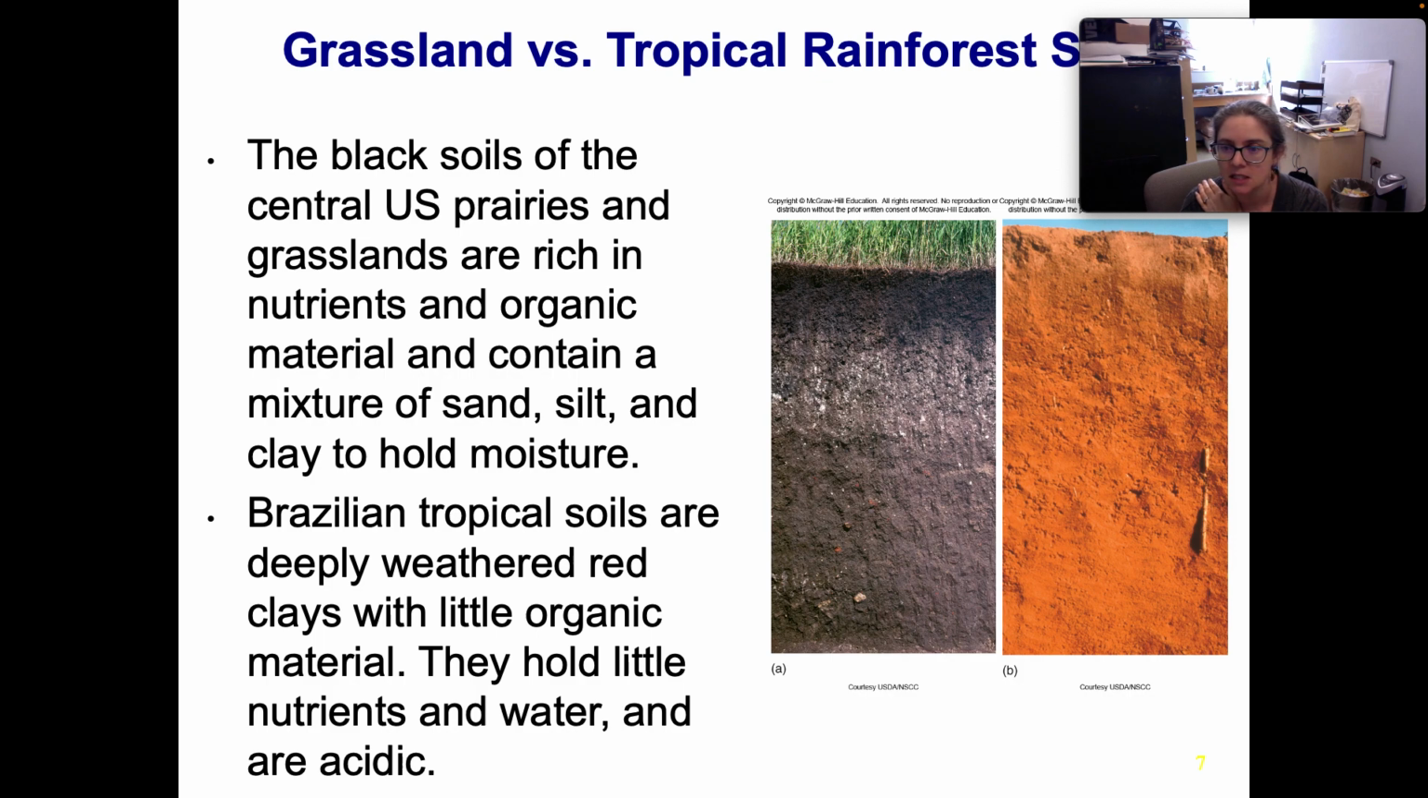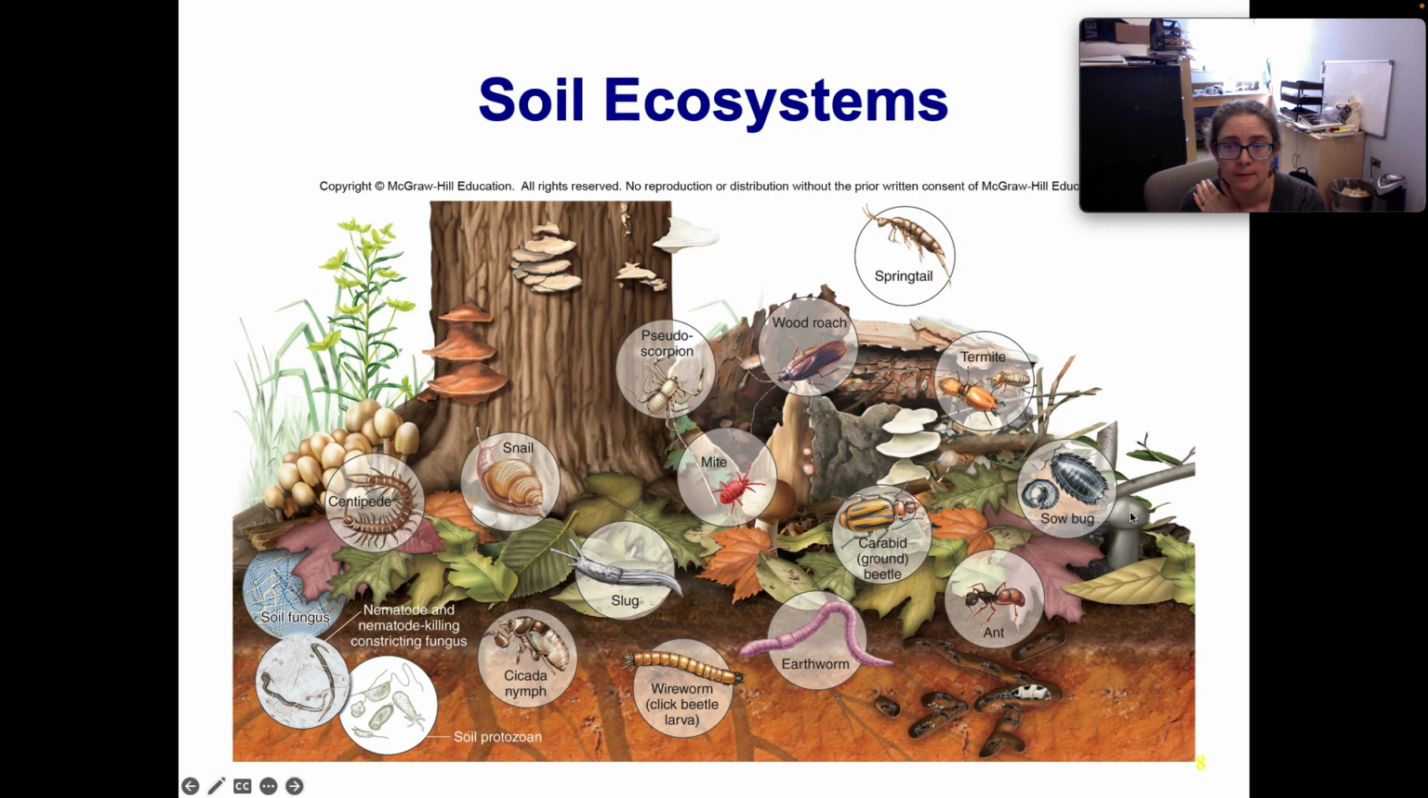So this is a Brazilian tropical soil that is clay. It's red. It has very little organic matter. It doesn't hold nutrients very well, and it's also acidic. So this diagram just illustrates how complex soil ecosystems are.